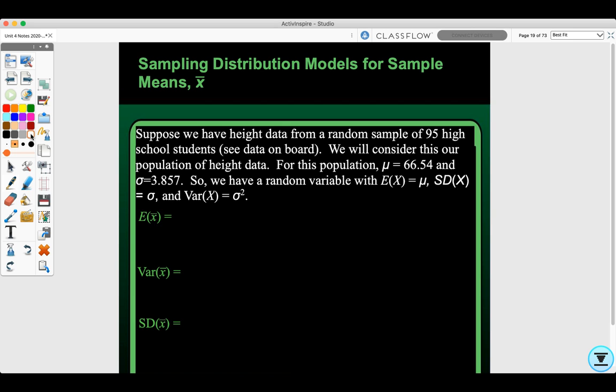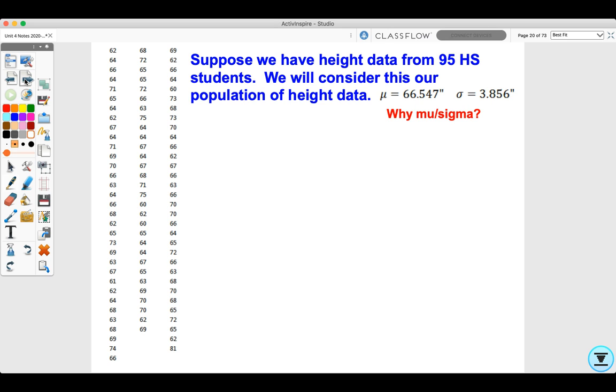So we have a random variable, E of X equals mu, standard deviation equals sigma, and our variance is sigma squared. Here we have the height data of 95 high school students. We will consider this our population of height data, with mu equals 66.547 and sigma equals 3.856. So why are we using mu and sigma here and not x bar and s? The reason is that this is from a population. This is our population data, not our sample data.